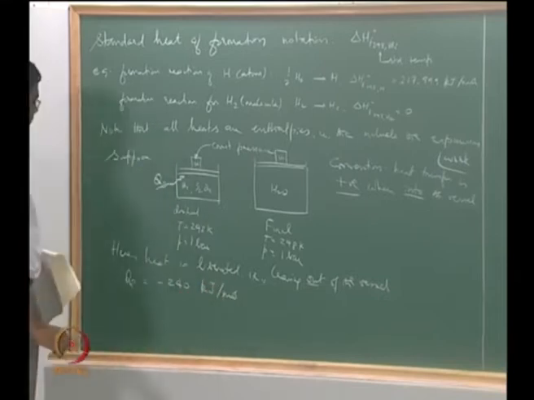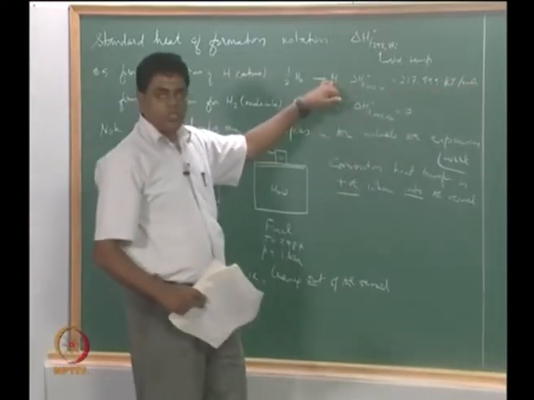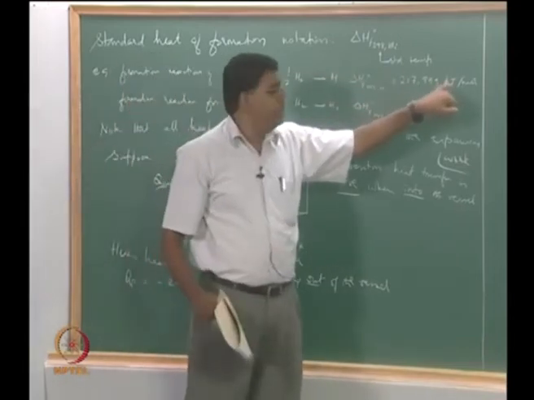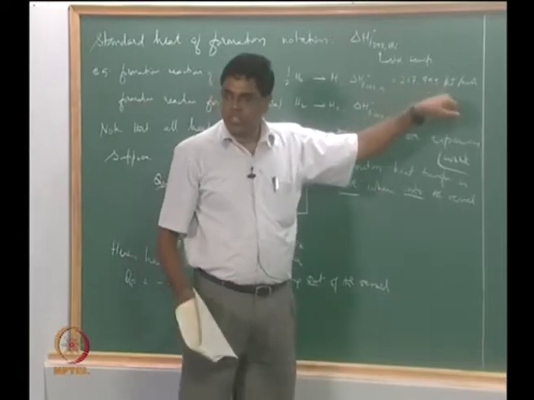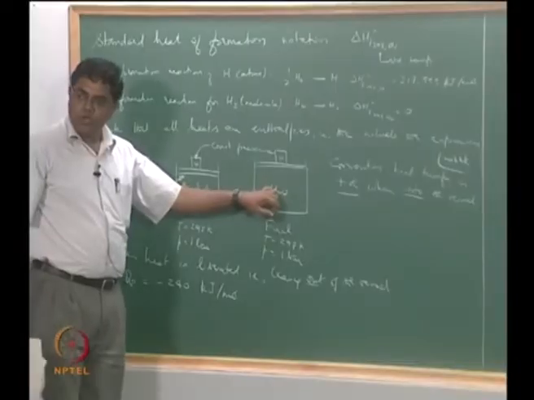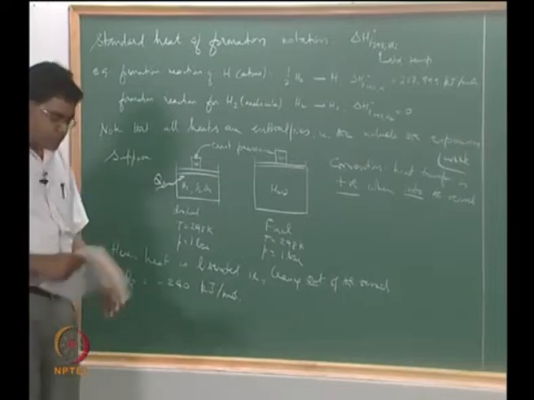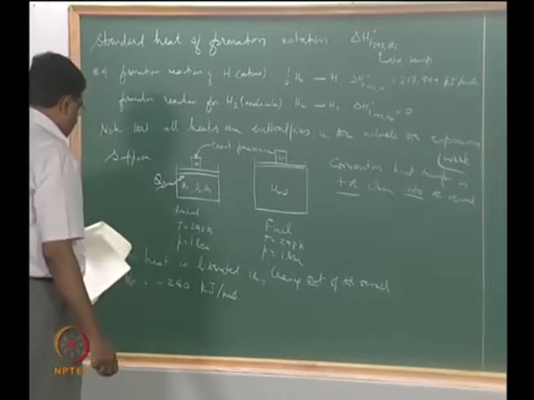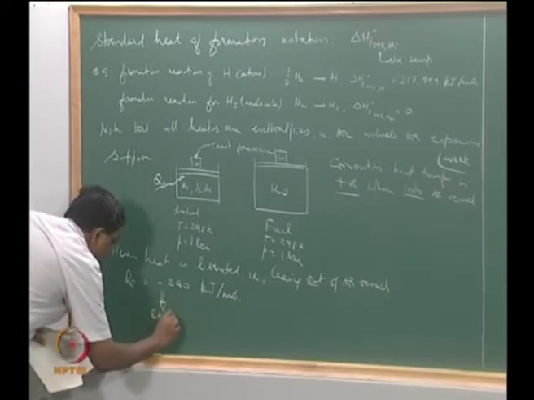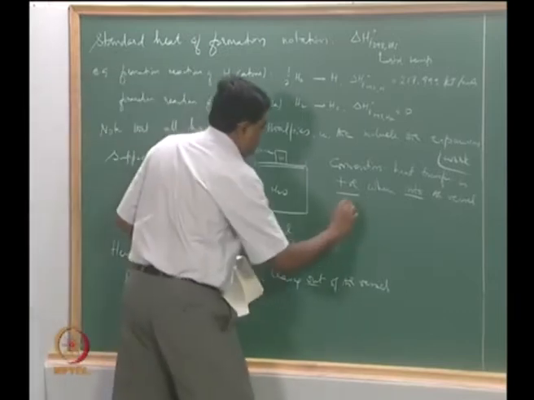per mole. When you say per mole, it is actually per mole of what is formed. So in this case it is 1 mole of atomic hydrogen that is formed, incurring 217.999 kilojoules. Here we are looking at 1 mole of water that is formed, liberating 240 kilojoules per mole. This means negative means exothermic, and positive means endothermic.